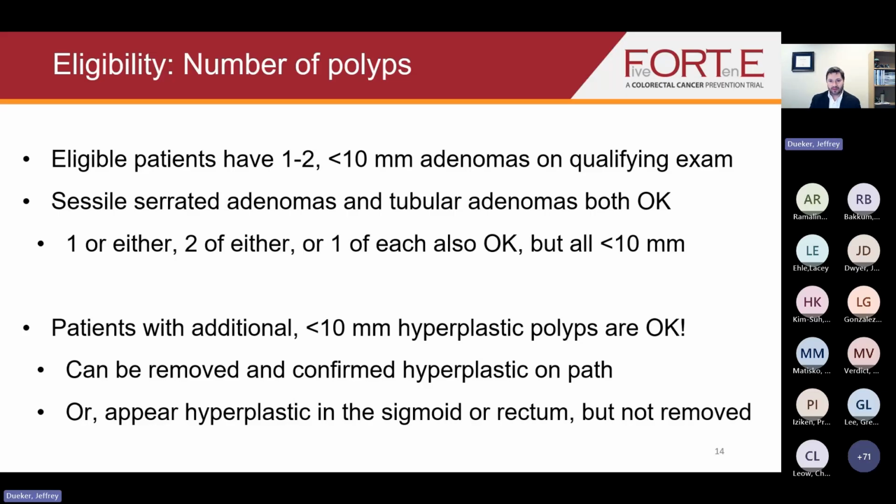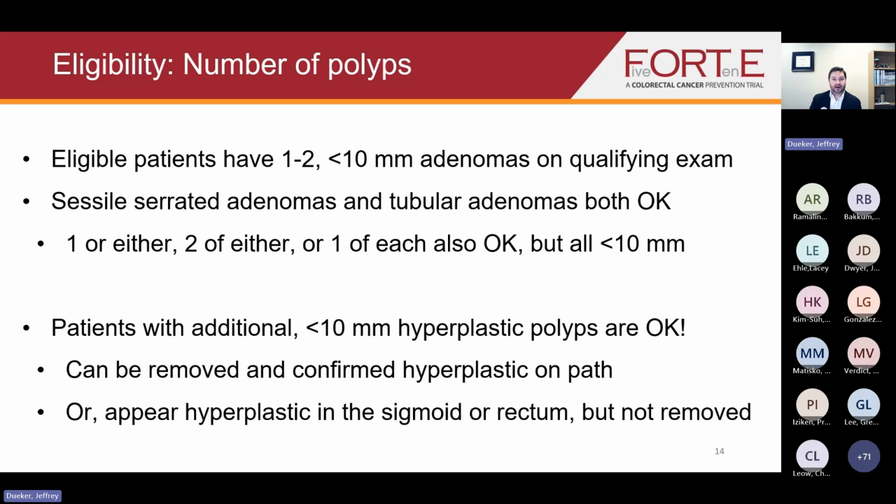We talked about this, but I think it's worth discussing again. Patients with additional hyperplastic polyps that are less than 10 millimeters are okay as well. So that means if they're removed and the pathology report says they're hyperplastic, that's okay, as long as they were less than 10 millimeters. Or if the endoscopist says, I think I saw small hyperplastic polyps in the sigmoid or rectum, I didn't remove them because they looked hyperplastic to me, that's okay, as long as it's sigmoid or rectum.